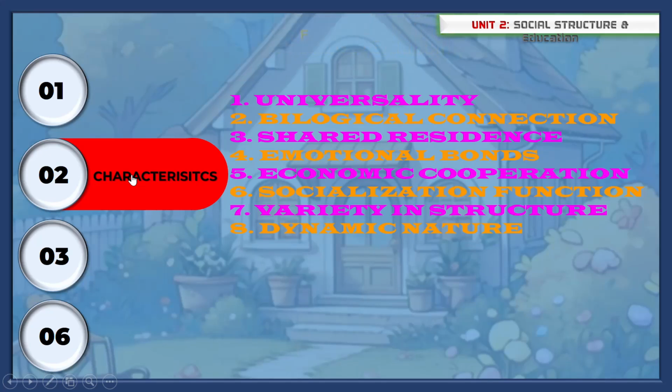Family structure varies widely, encompassing diverse composition like nuclear, extended, single parent, and blended families, as well as those with adopted children. This variety reflects cultural, economic, and social changes, showcasing the adaptability of the family unit. Eighth one is dynamic nature.